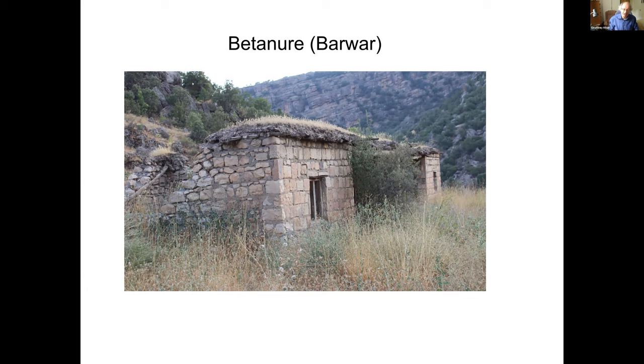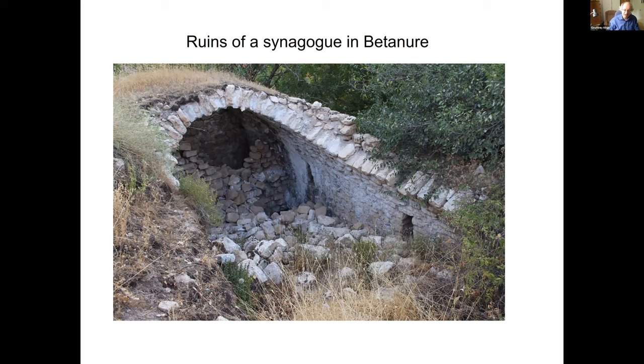In my work in Iraq, I visited some of the original Jewish villages where the Jewish communities lived, and here is one of them. For example, we have a picture of an abandoned Jewish village called Betanure in the far north of Iraq near the Turkish border, and here are the remains of the synagogue in that village.